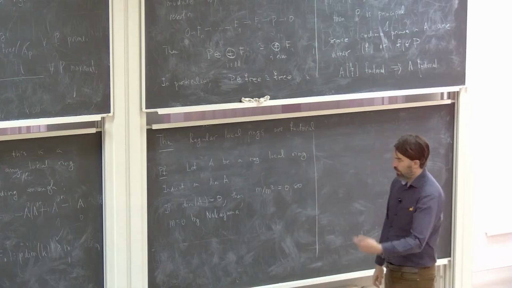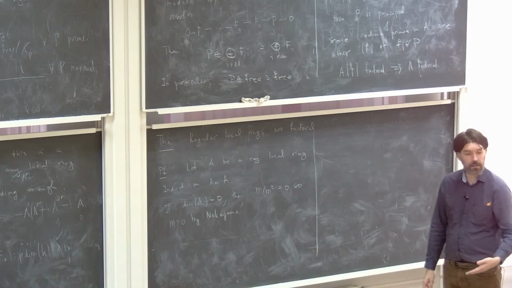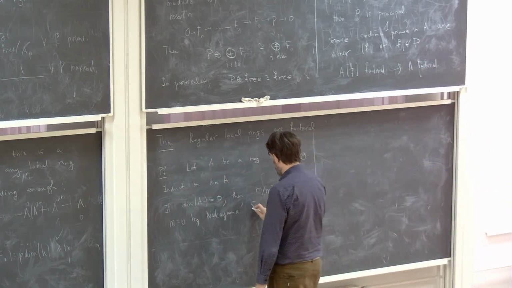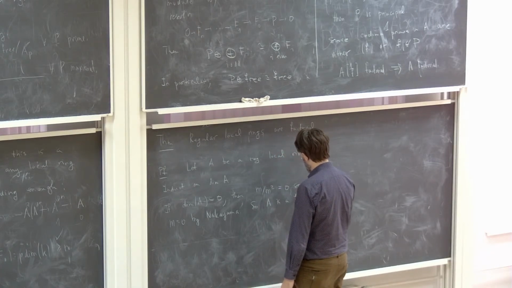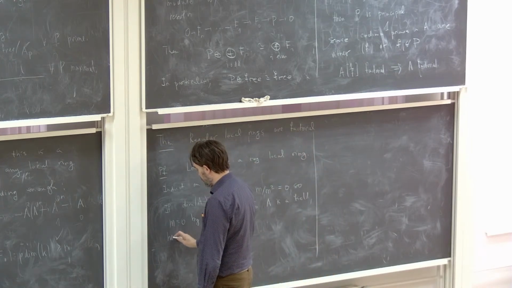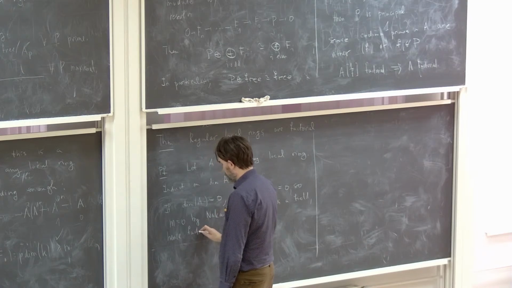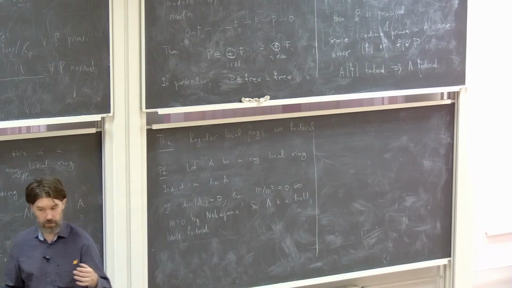But in a commutative ring, 0 is a maximal ideal if and only if the ring is a field. So A is a field. Hence, factorial. Everything's a unit there, so all of the factorizations are trivial.